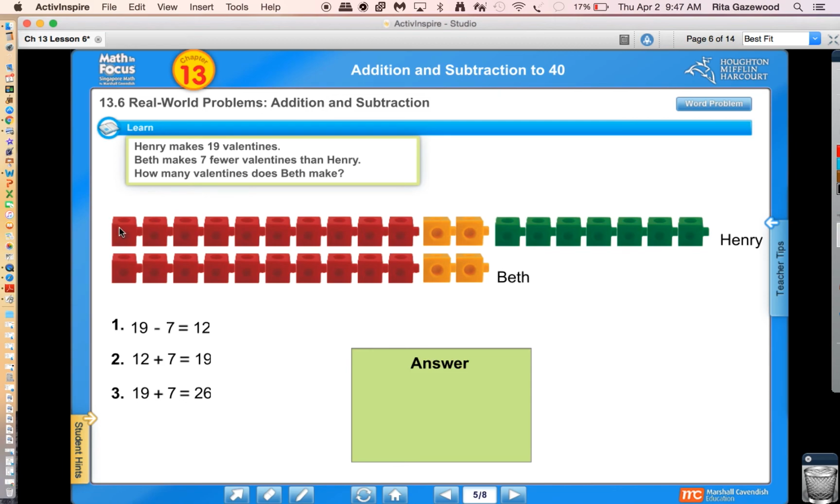So let's look at our model. We have the 19 valentines that Henry made, 10, 11, 12, 13, 14, 15, 16, 17, 18, 19. Beth made 7 fewer than Henry. 1, 2, 3, 4, 5, 6, 7. 7 fewer than Henry. So how many valentines did Beth make? 10, 11, 12. Which of these equations has 12 as the answer? Right, so it's the subtraction problem. 19 minus 7 equals 12. Hopefully these are starting to make a little sense to you.